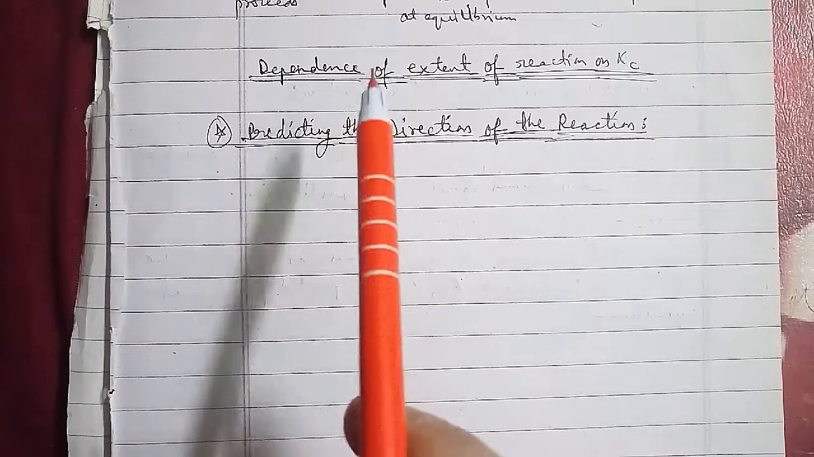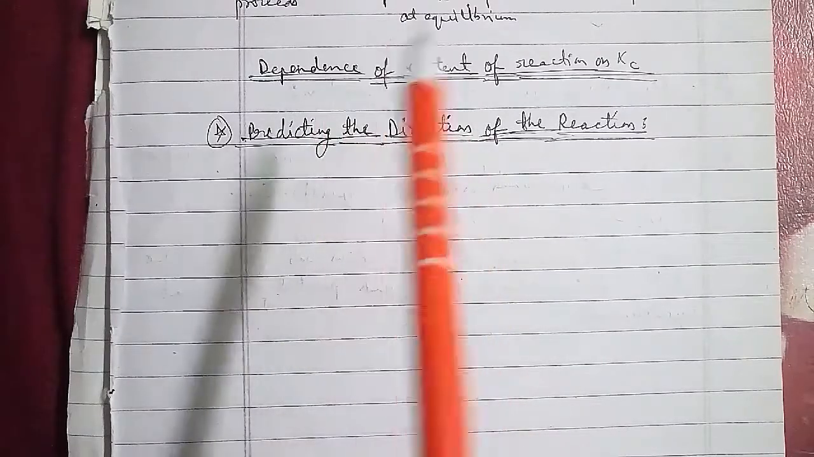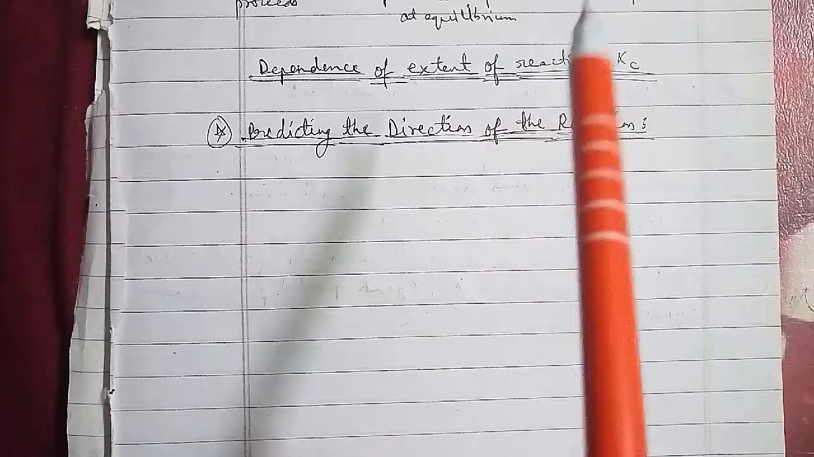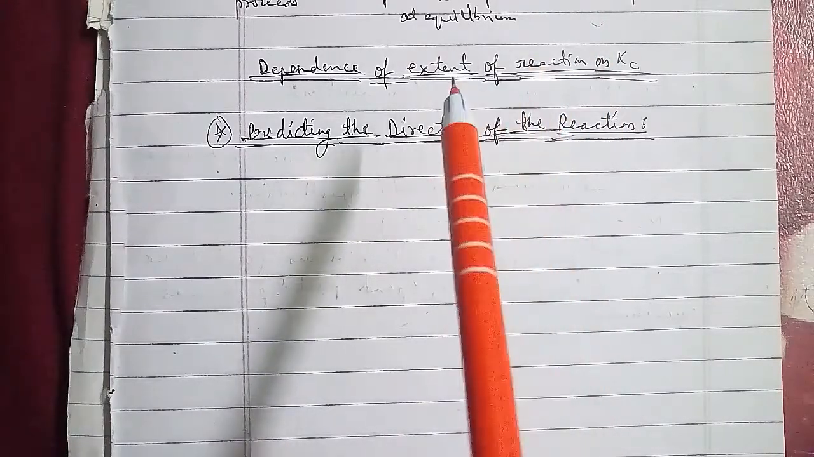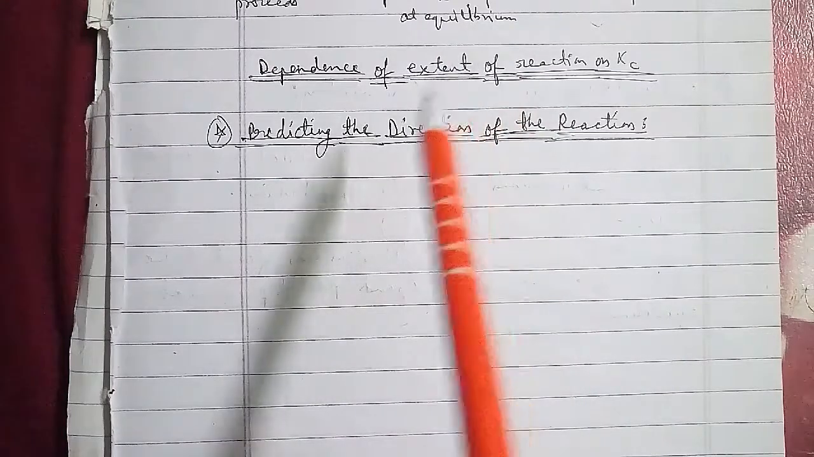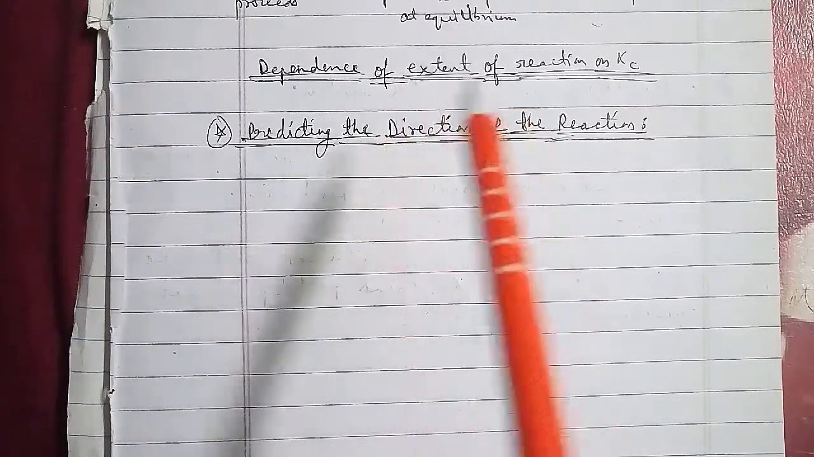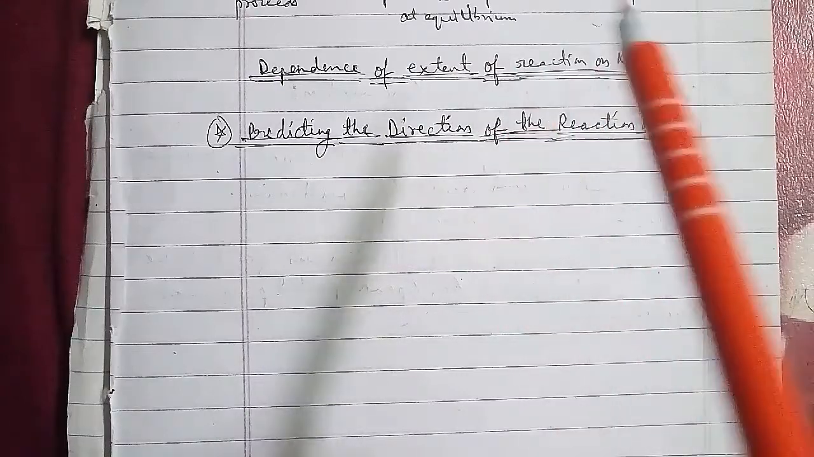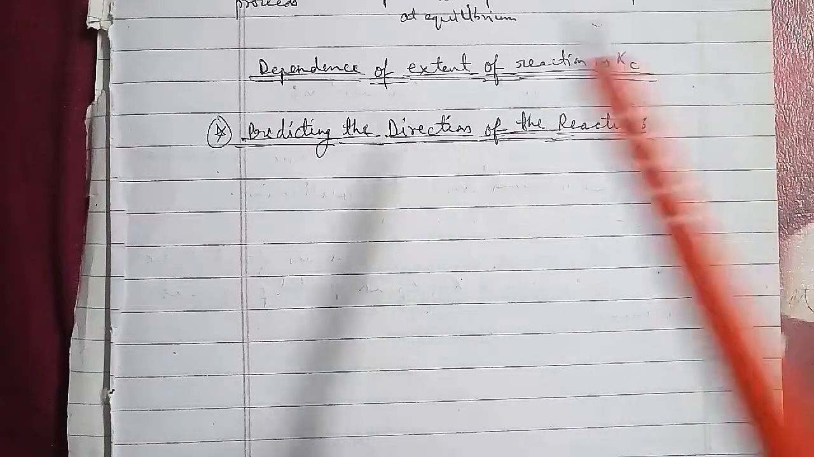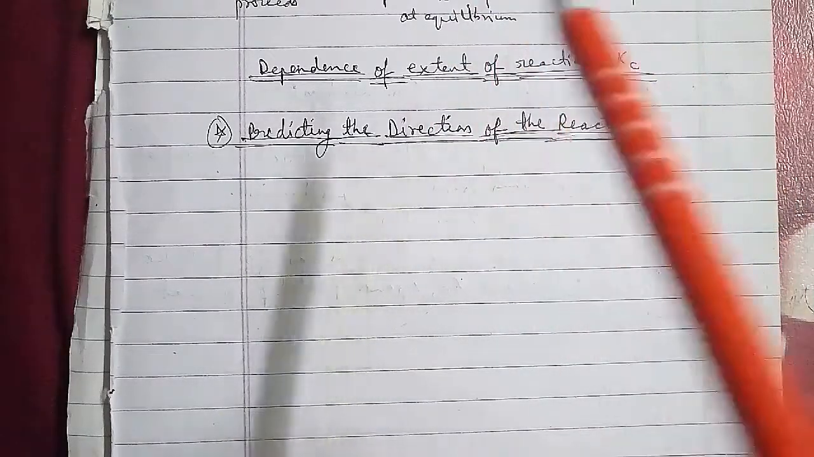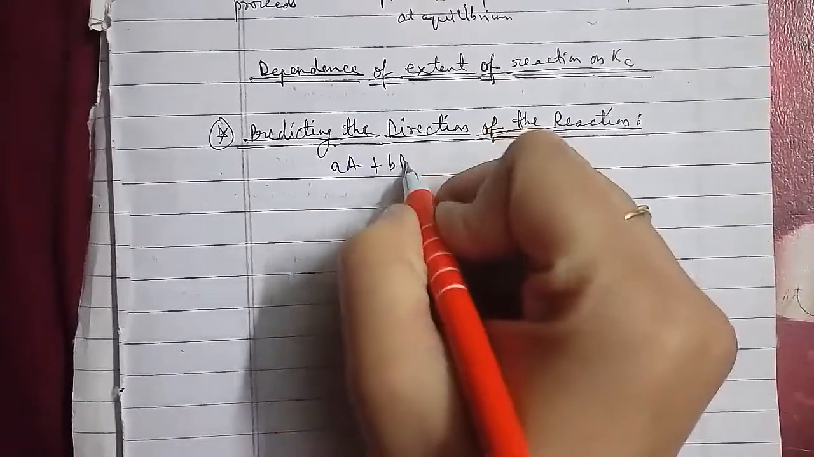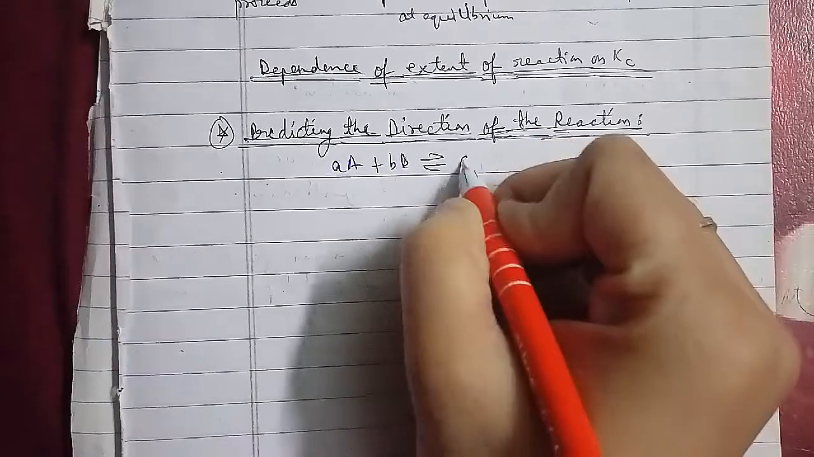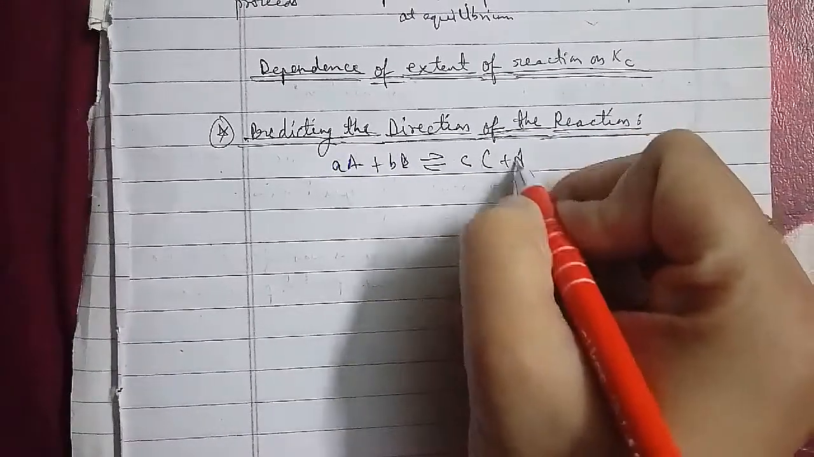For the general equation aA plus bB gives cC plus dD, Q is given by the concentration of C to the power c times D to the power d, divided by A to the power a times B to the power b. Then if Qc is greater than Kc, the reaction will proceed in the direction of the reactants, that is, in the reverse reaction.